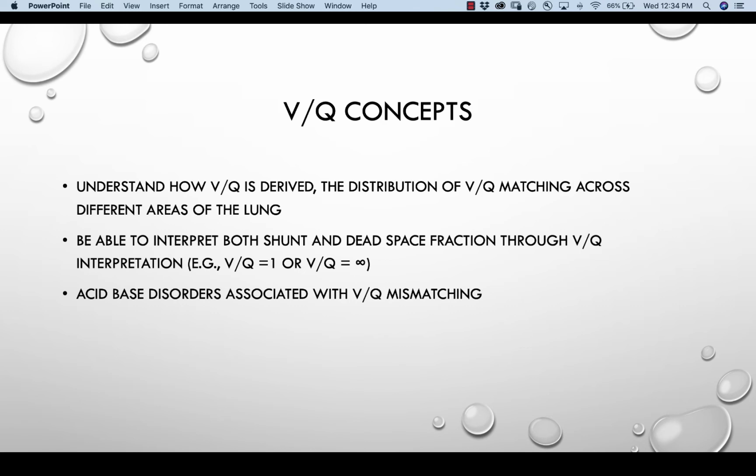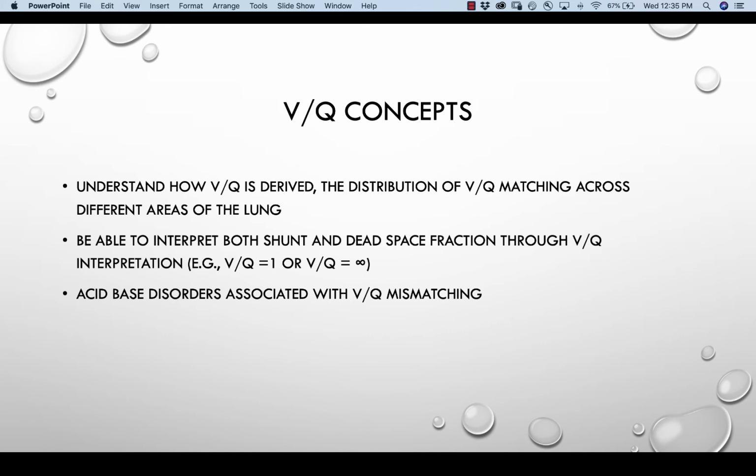We talked at length about VQ mismatching or matching in general. So just understand how we derive this ratio, the distribution of VQ matching across the different areas of the lungs. In essence, we're talking about the West lung zones. So zone 1, zone 2, zone 3. How does the VQ ratio change throughout that range? And what's the average VQ? So basically the summation of those zones and then divided by 3.